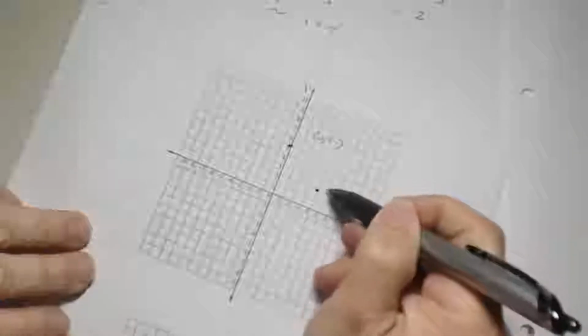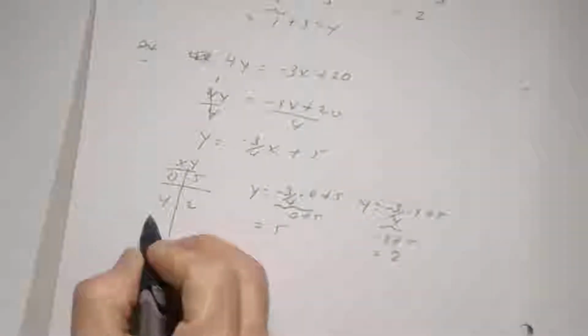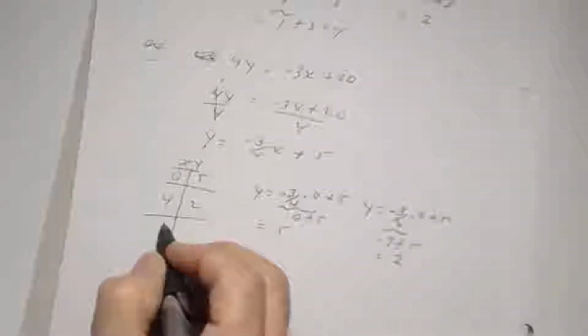So I'll plot the point 4, 2. I'm going to my coordinate plane, and I'm going to plot the point 4, 2. That's here. And then let's do one more. Will negative 4 work? Yeah, still going to be within that range.